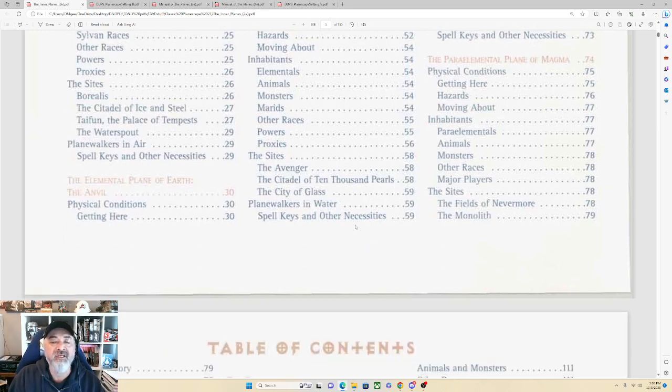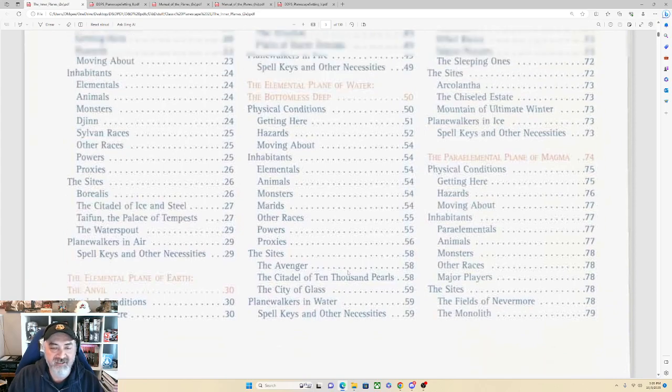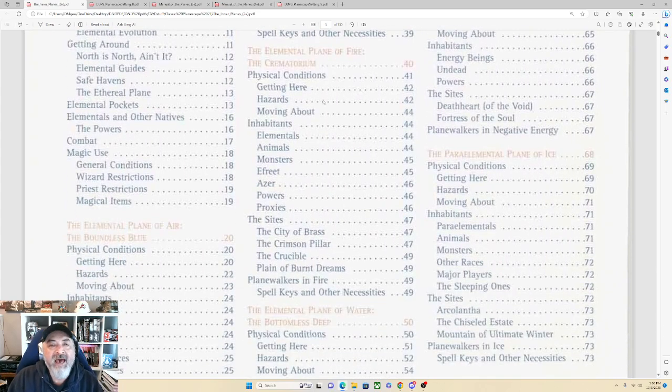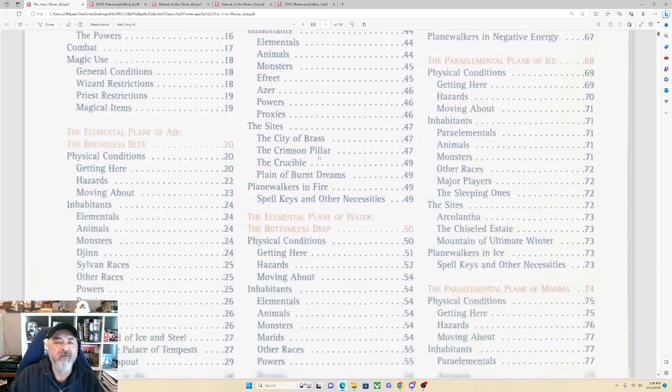Planewalkers, how does the world interact with your players? What are the adjustments they have to make? Spell keys and other necessities. Okay, so this book is a collection of that particular information for every one of the planes.